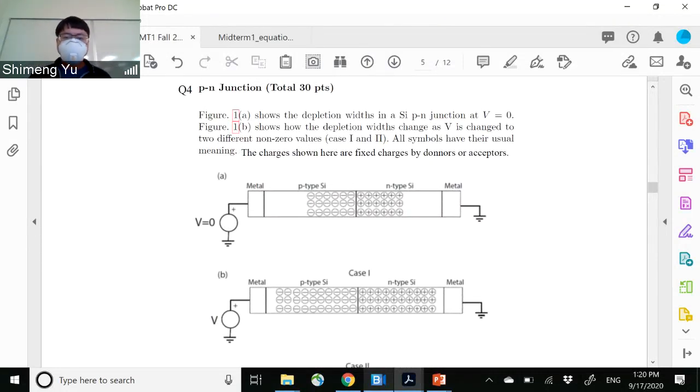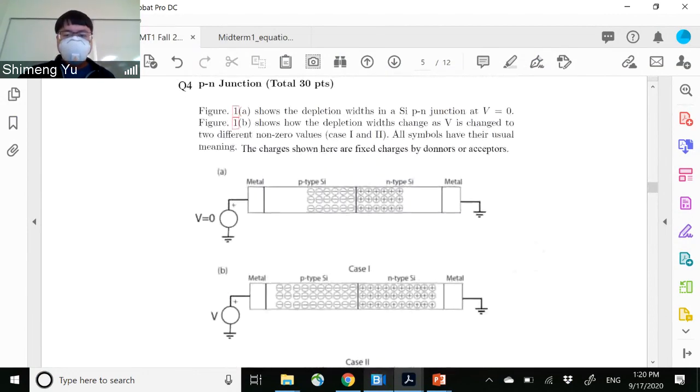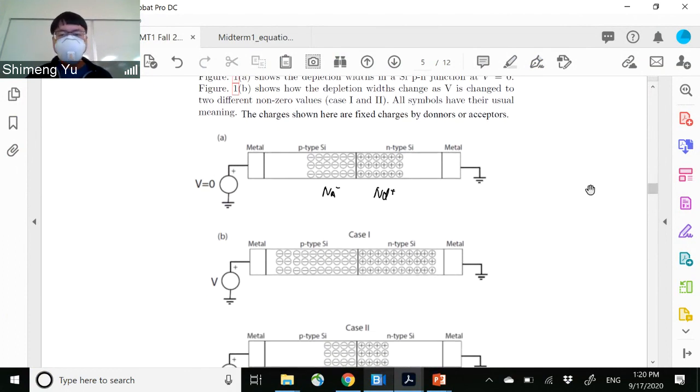So here we show the depletion region of the p-n junction. The first one is at the equilibrium state, so the voltage is 0. And then here we show the depletion charges. In the p-type, after the depletion, this Na will become Na minus. Then Nd is plus. So here we show the fixed charges by the donors or acceptors.